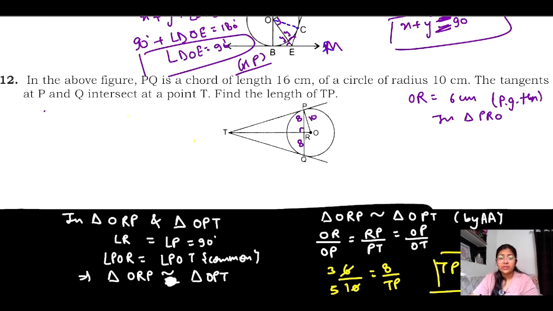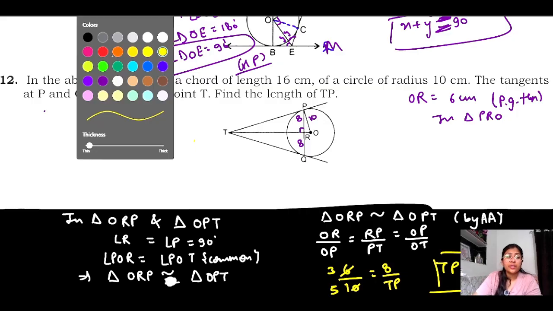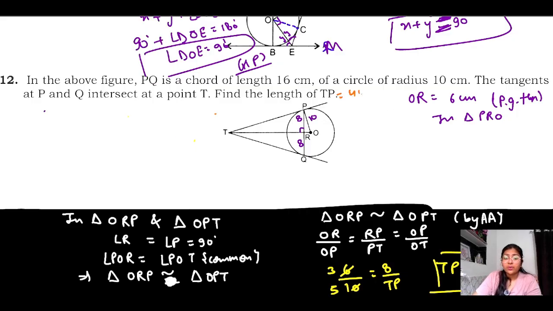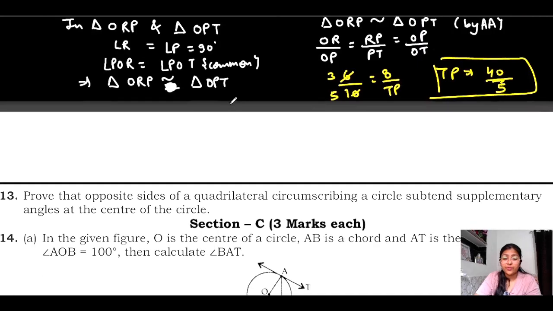Any doubt in this, learners? See all the steps. Radius and tangent are perpendicular to each other, so this angle will be 90 degrees. This question is done. The length of TP is 40 over 3 centimeter. Okay, learners, any doubt in this? No? Okay, now move forward.